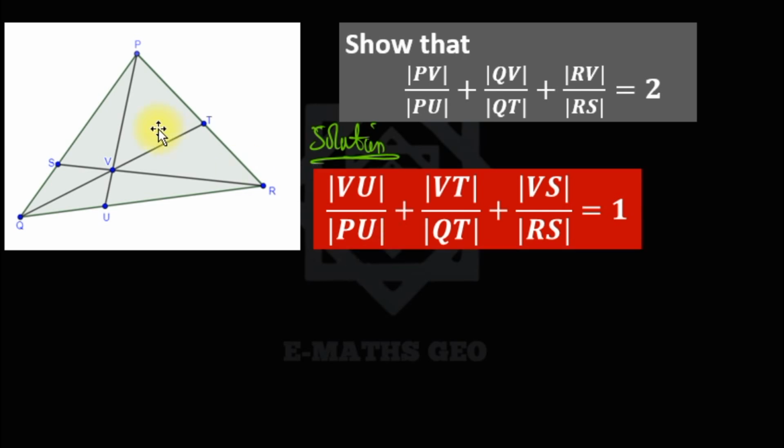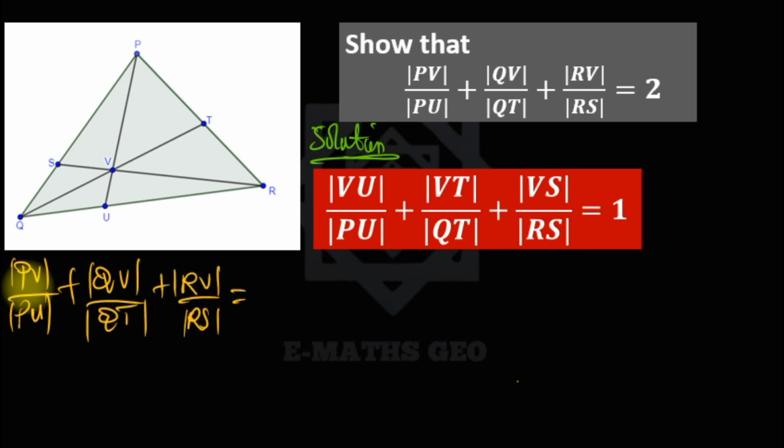We are asked to find PV. Write PV as PU minus VU over PU, and we can write QV. Yes, as you can see, PV is the same thing as subtracting VU from PU. So that's what I did.